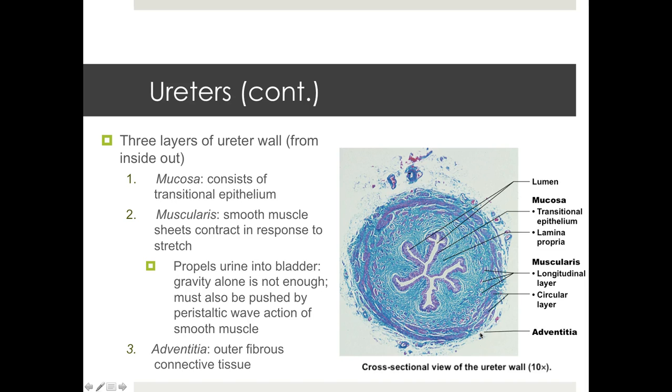Remember, in the digestive system, we mostly have serosa, which is also made up of connective tissue, and it helps to kind of support those organs. But within our urinary system, most of the time we have adventitia, which is connective tissue too, but now it's blending that connective tissue into the surrounding areas.